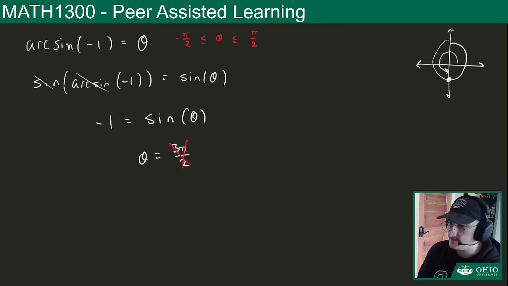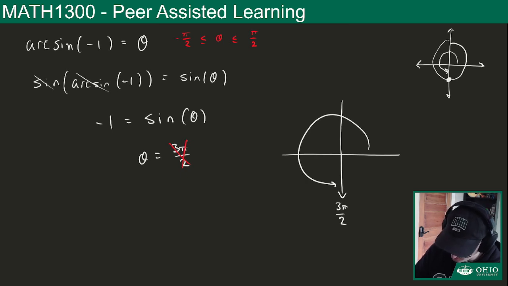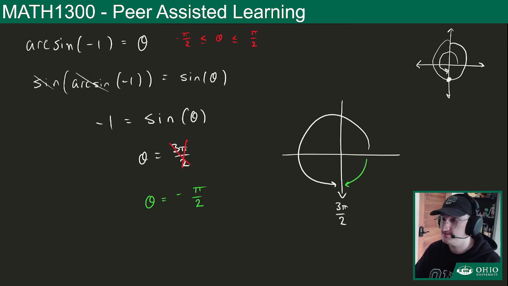Well, what we have to do instead is we have to find a different angle that meets 3 pi over 2 at the same point, but that's actually in our arcsine function. So on our unit circle, 3 pi over 2 is down here. Instead of moving around the circle in this direction, we're going to move in this direction, which makes our radian measure negative, but stays in the range of arcsine. So instead, we will say that theta equals negative pi over 2, and this is the correct solution because it stays in the range of arcsine.